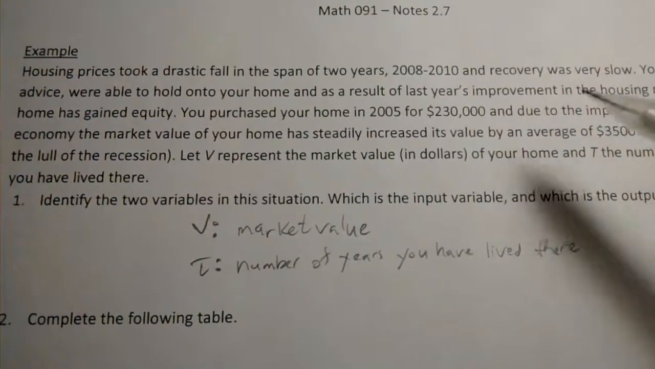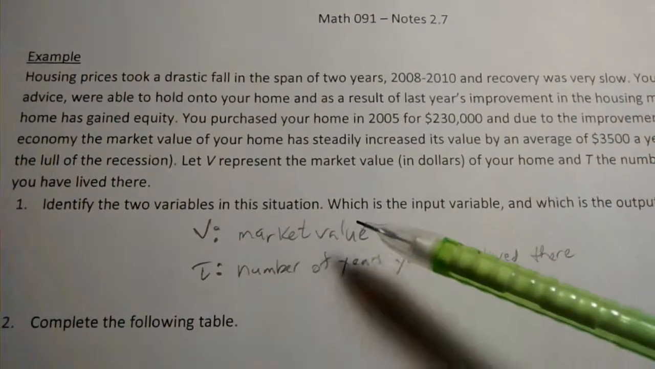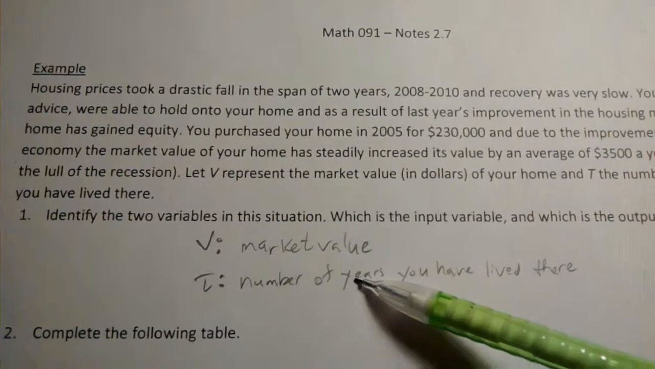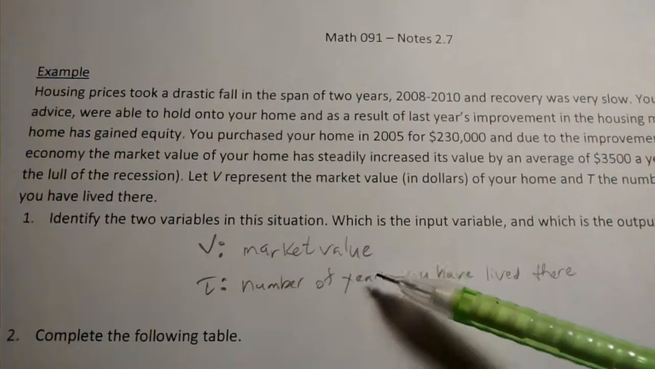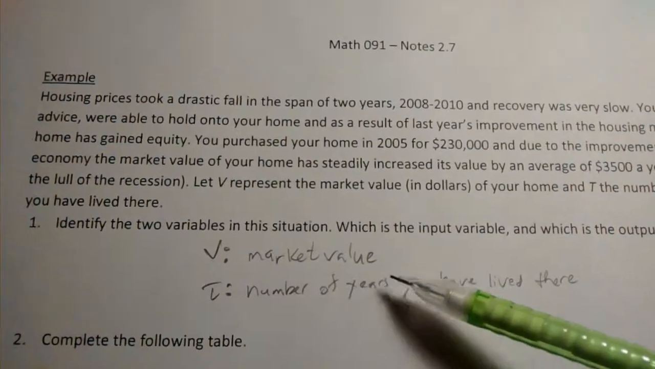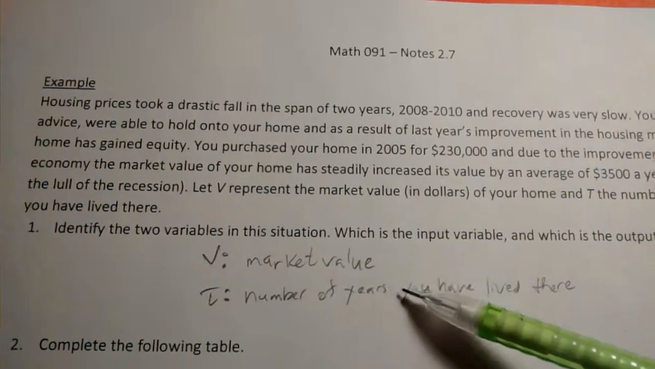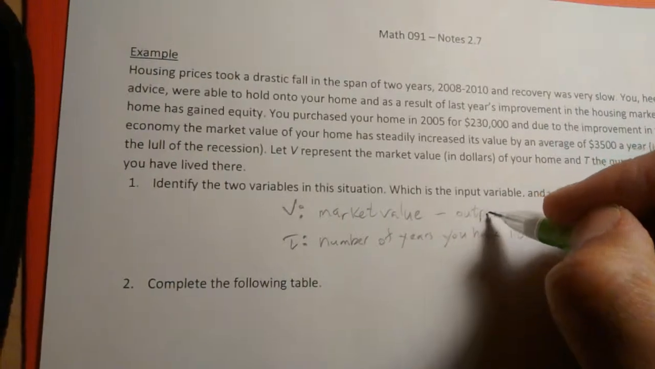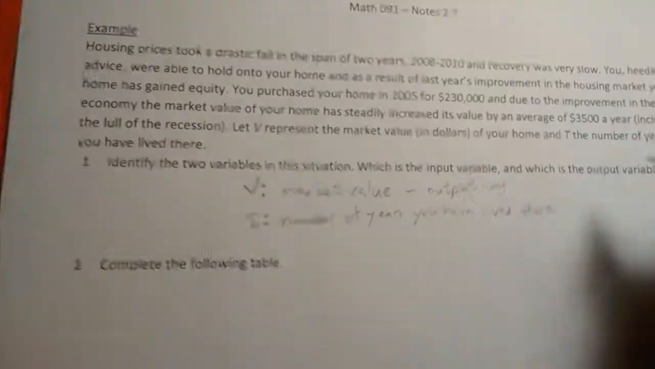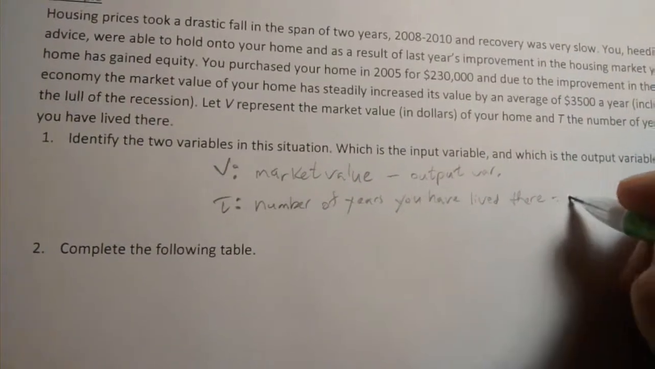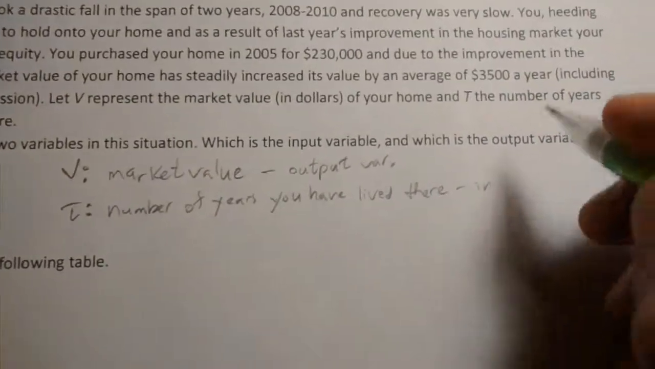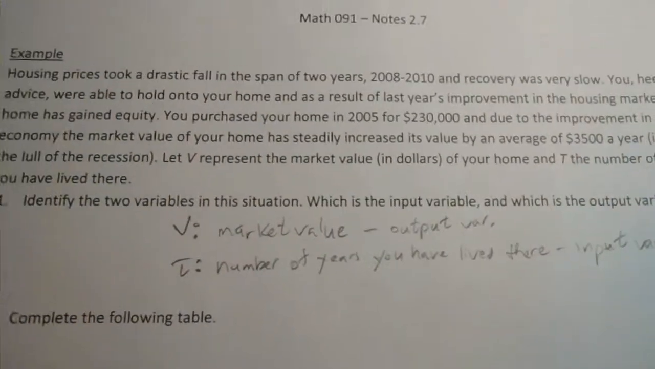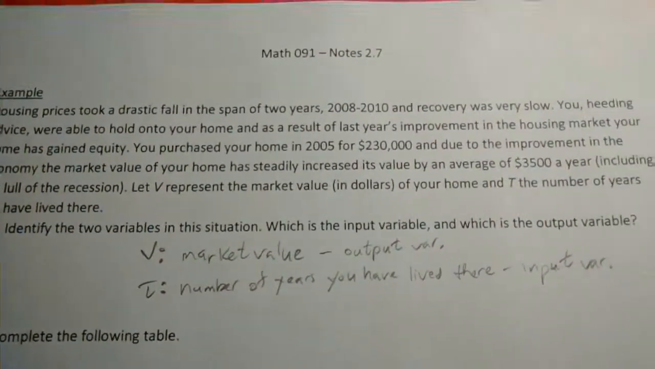Which depends on which? Does the number of years you live there depend on the market value, or does the market value depend on the number of years? So hopefully that last statement makes sense to you. This would depend on this. So this is our output variable, and this is our input variable. So I'm going to write that. All right, so hopefully that helps.